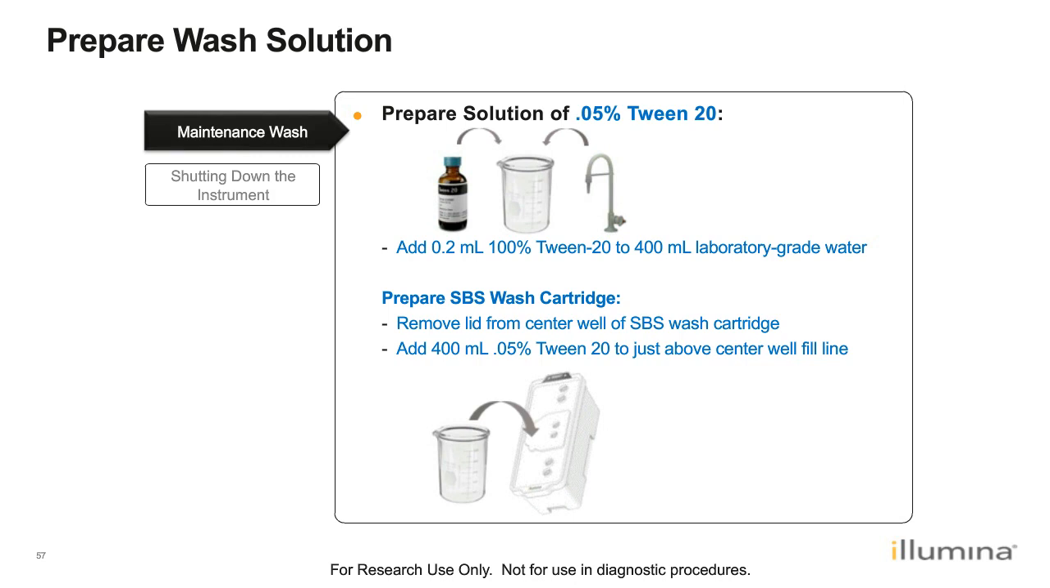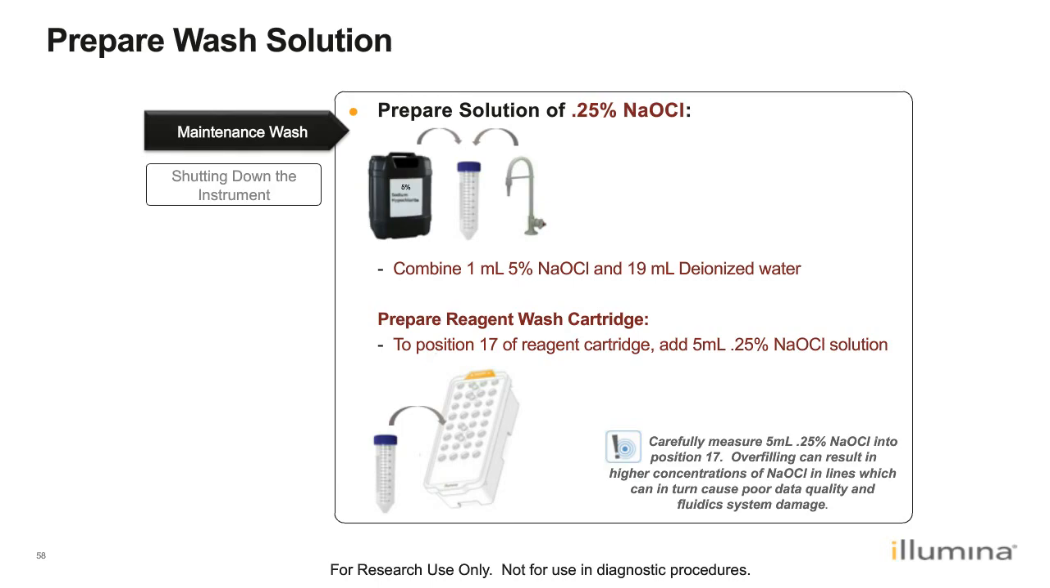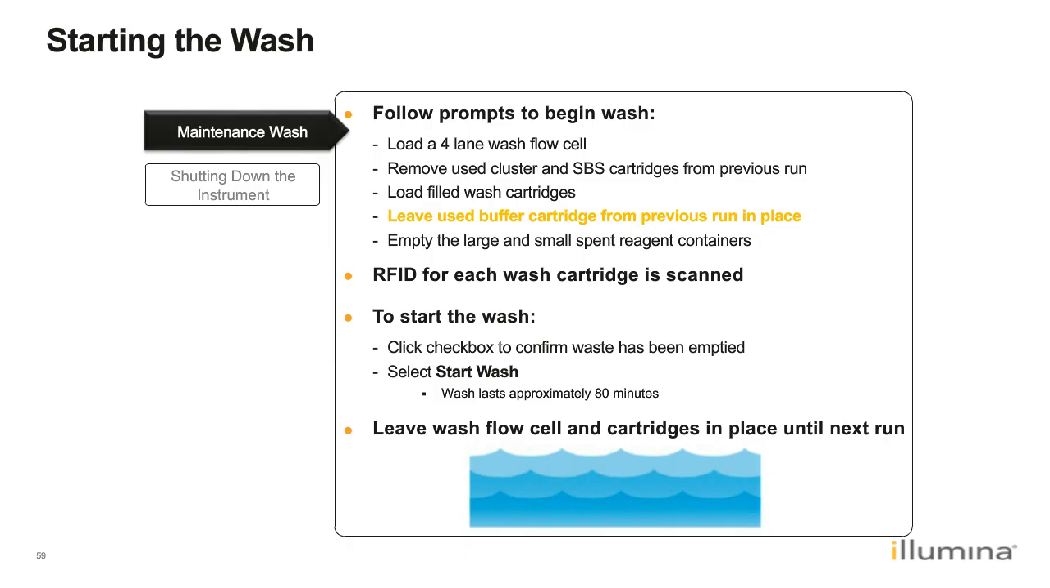Here's just the overview of preparing that wash solution and how to get that ready. And then once the Tween and sodium hypochlorite are made, we'll load those cluster and SBS wash cartridges and that used buffer cartridge from the run. We'll also be using our 4-lane wash flow cells to set these up.